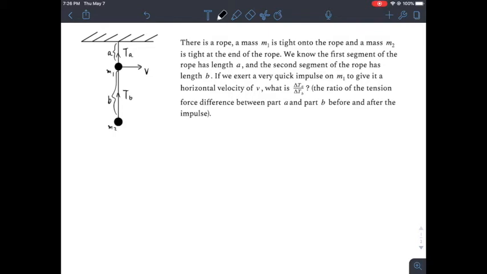So I want you to pause the video and try on your own. If you try it, come back to the video and we'll show you how to do it.